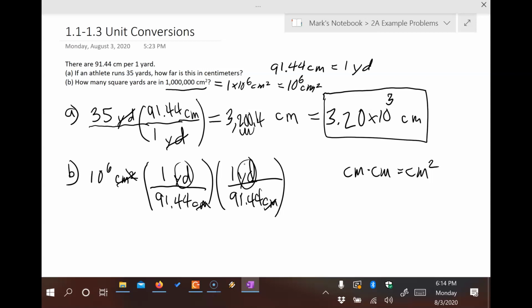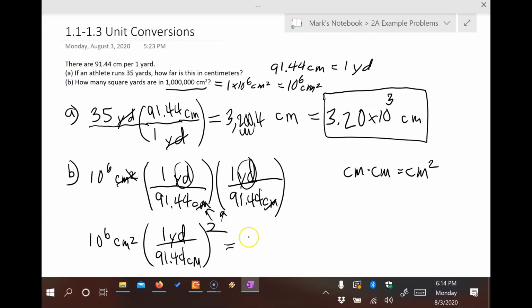Let me rewrite it quickly here just to show you a simpler way to do this. 10 to the 6th centimeters squared. I can actually write this one time, the conversion factor, 1 yard per 91.44 centimeters. And instead of having two separate factors, I can just square this, right? It's the same thing.